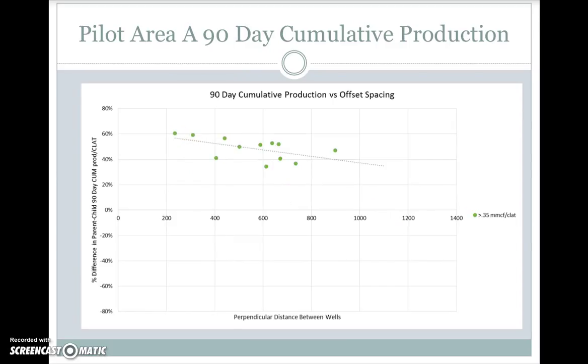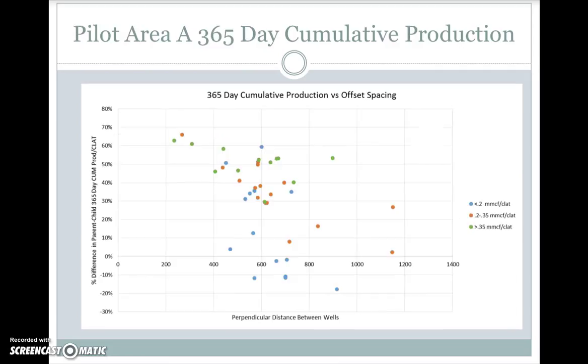And then for these high cum wells, you're really impacting your child's production negatively anywhere from 40 to 60%, kind of regardless of where you're putting those wells. So you may have to space those off even further to get an accurate child's production.